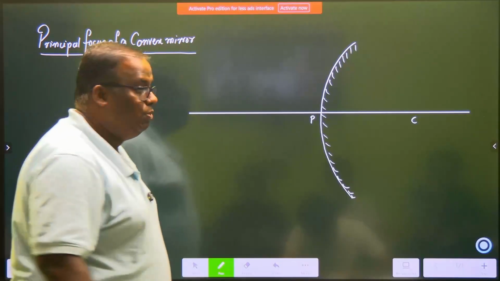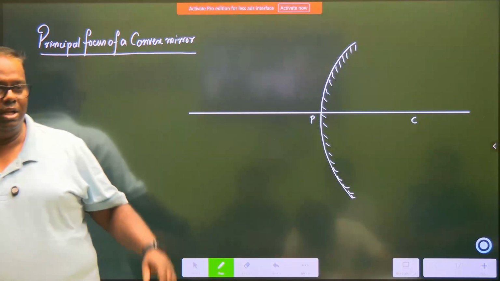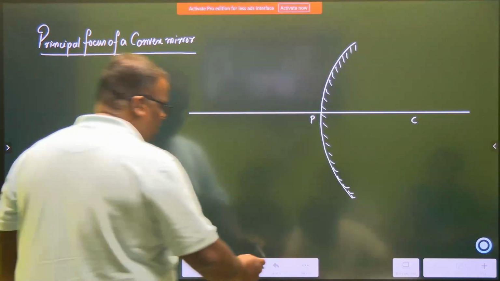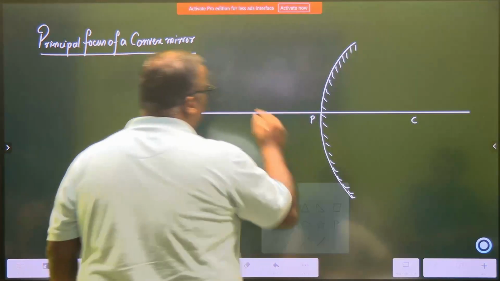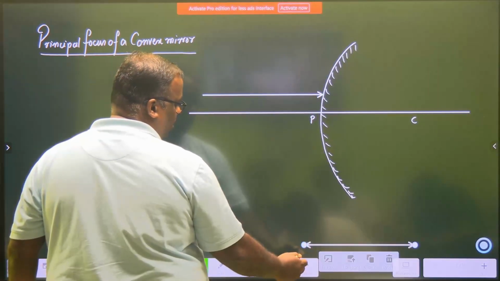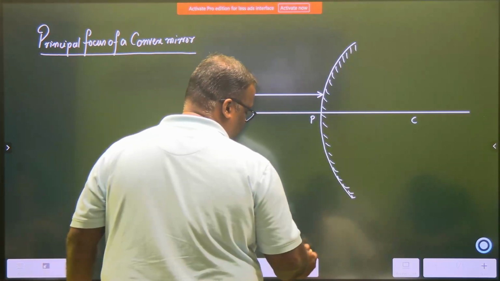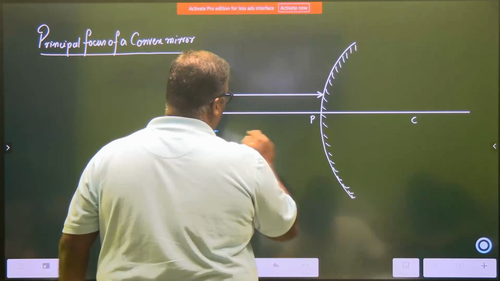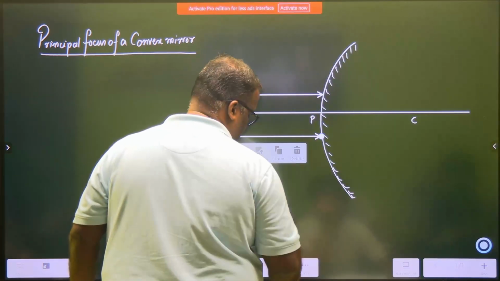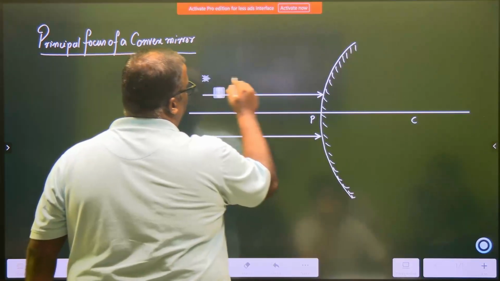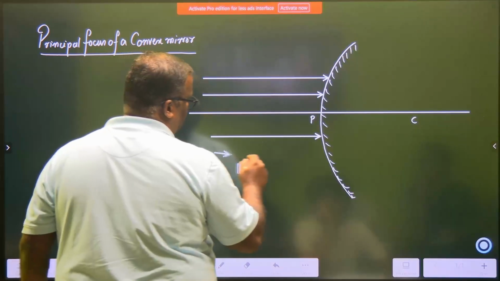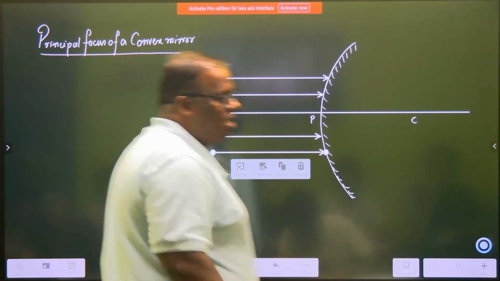Okay. So what we will take, we'll again say coaxial or paraxial rays. Rays which are parallel to themselves and will be parallel to the principal axis, close and parallel to the principal axis. So let me take some rays. Say this is ray number 1. This is ray number 2. This is ray number 3. And this is ray number 4. Children, these rays are very close to each other.